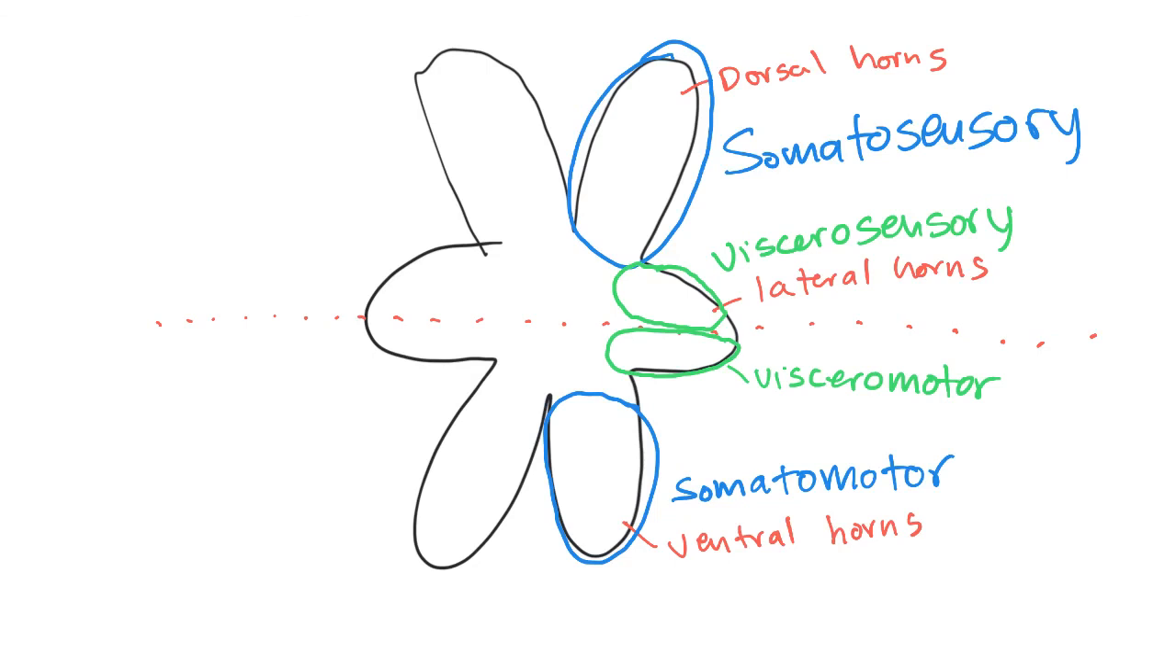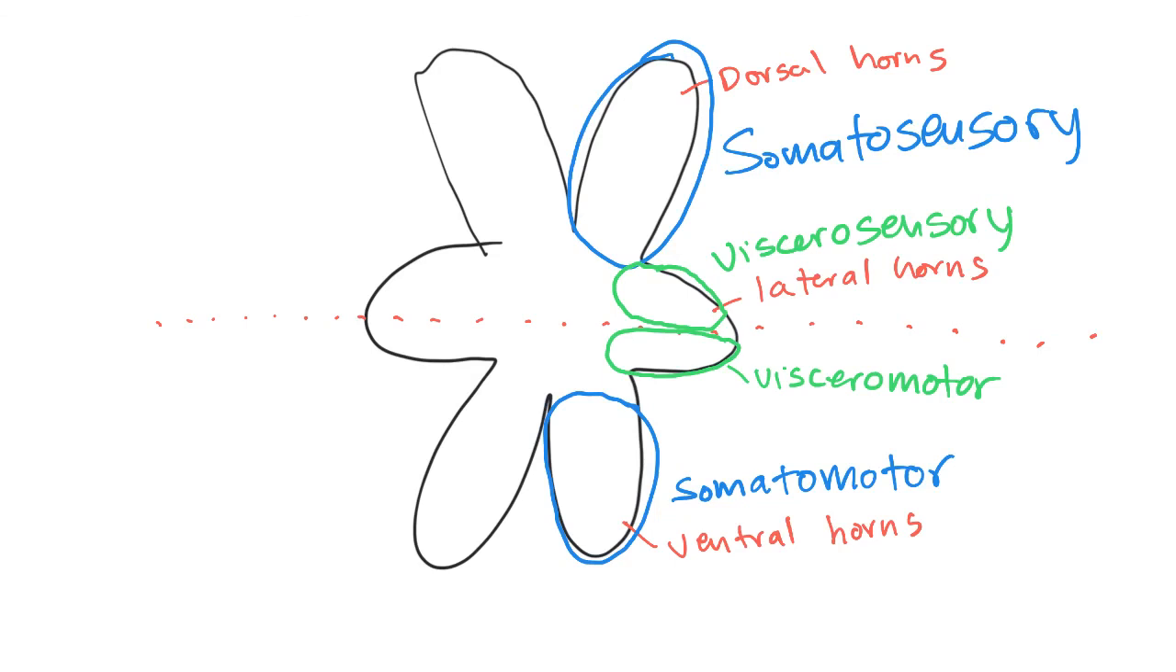All right, and it's the same for the tracts that surround those same areas. The more dorsal tracts are going to be somatosensory. Those closer to the midline are going to be viscerosensory. And then same thing for visceromotor and somatomotor.